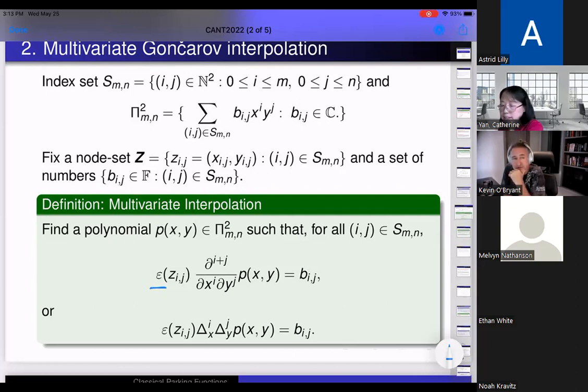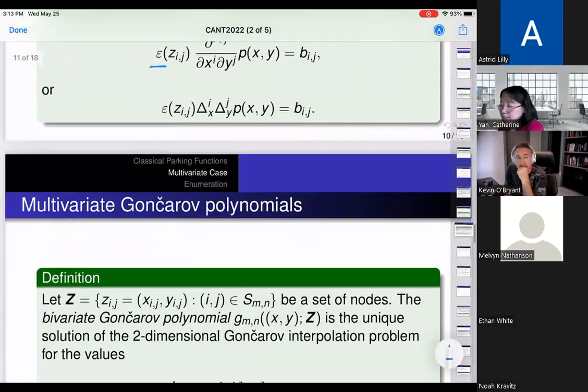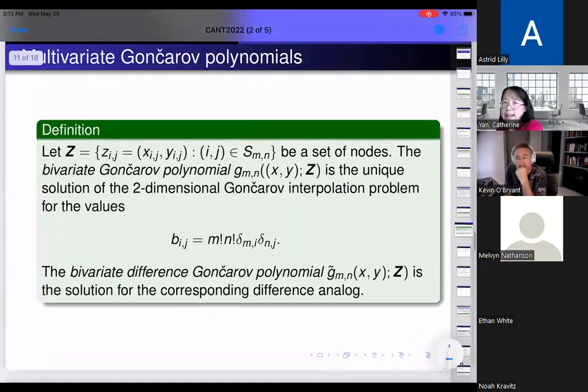The difference analog replaces the partial derivative by the backward difference operator, first in x, i times, then in y, j times. Then the same thing: evaluate at the point z_ij, and you want to get the desired prefixed value. It's not hard to see that this is basically just linear algebra. Such interpolation problems in higher dimension, which in my talk can actually be k-dimensional, but just to keep things simple I only present the case when the dimension is 2. All the results can be extended to higher dimensions.